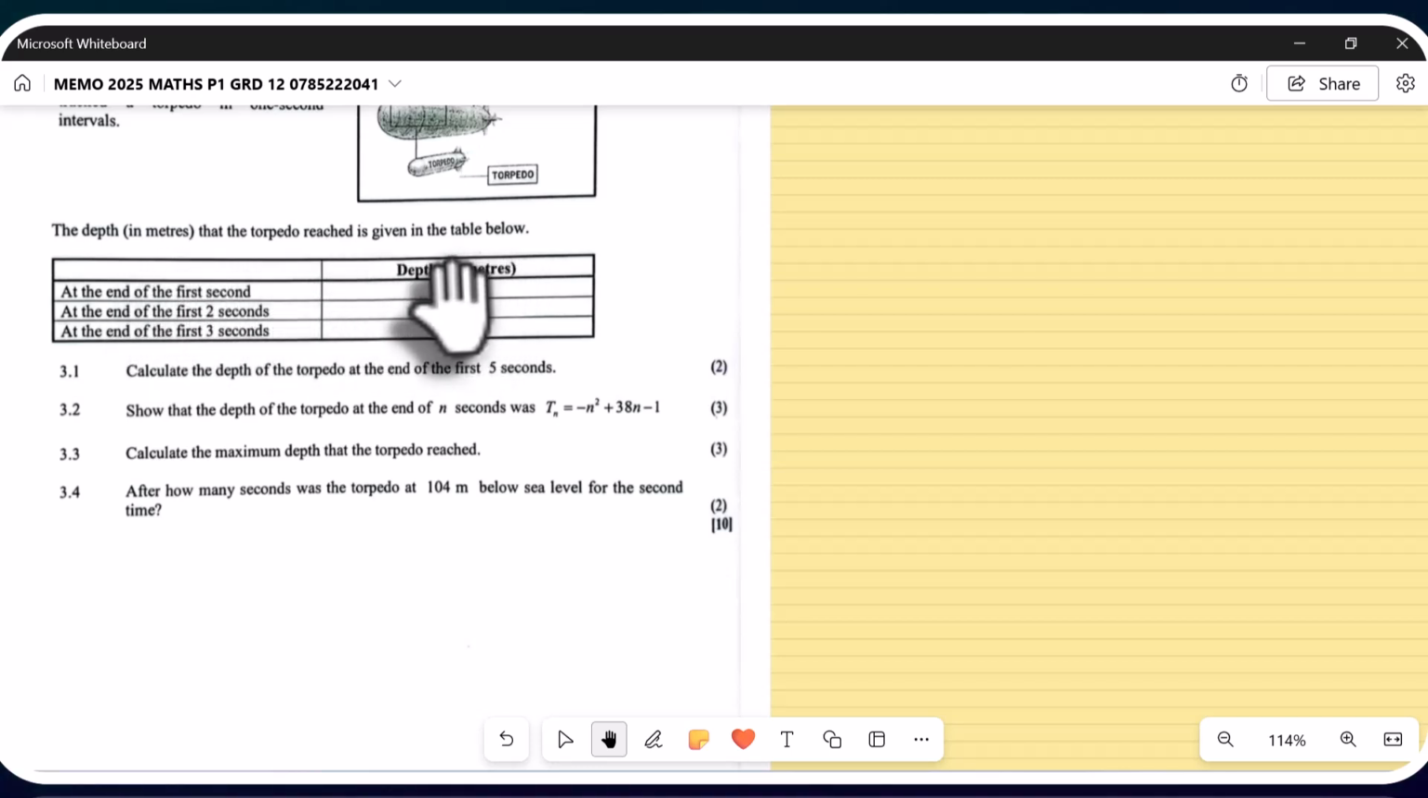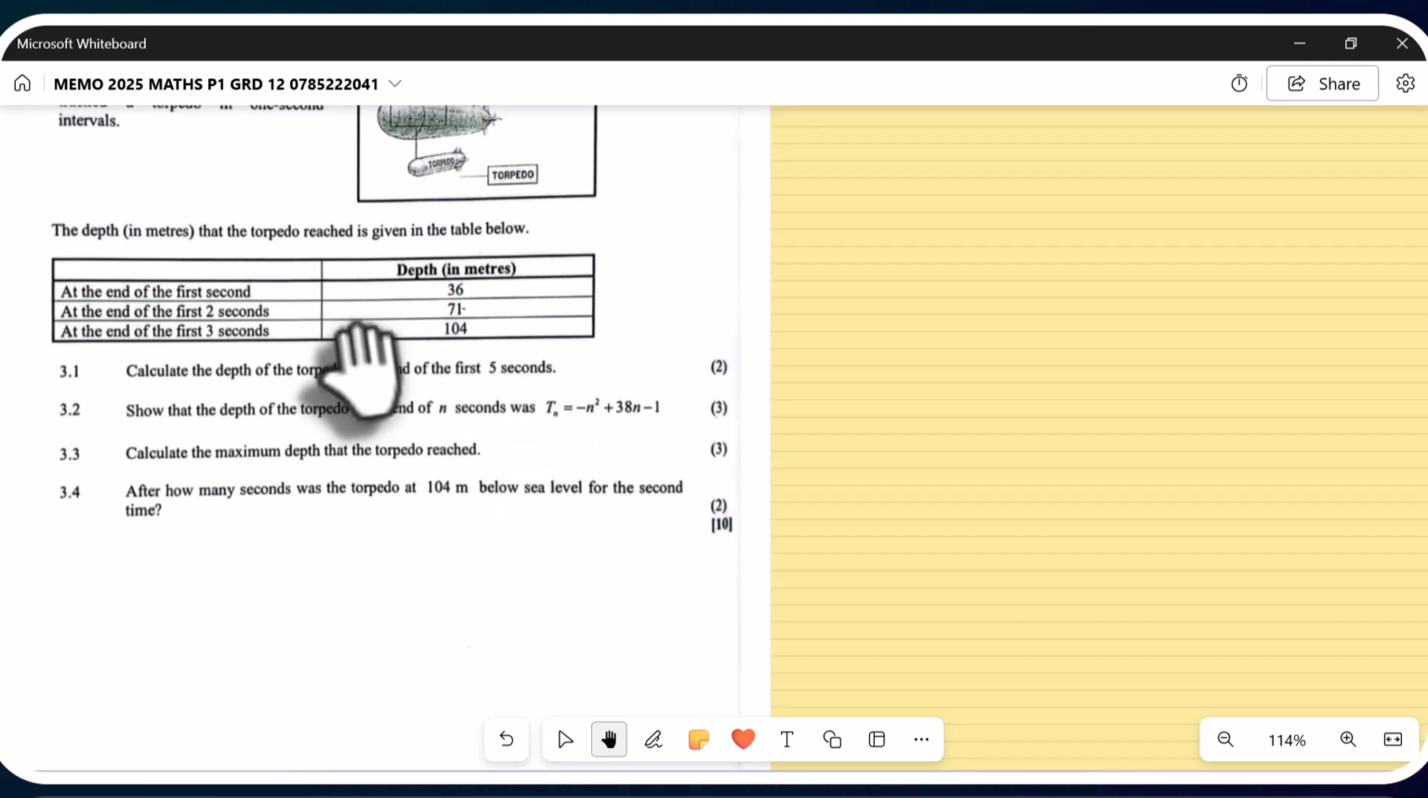So this is the depth here in meters, that is 36. At the end of the first second, it is 36 meters below. At the end of the first 2 seconds, 71 meters below. At the end of the first 3 seconds, 104 meters below. They say calculate the depth of the torpedo at the end of the first 5 seconds.